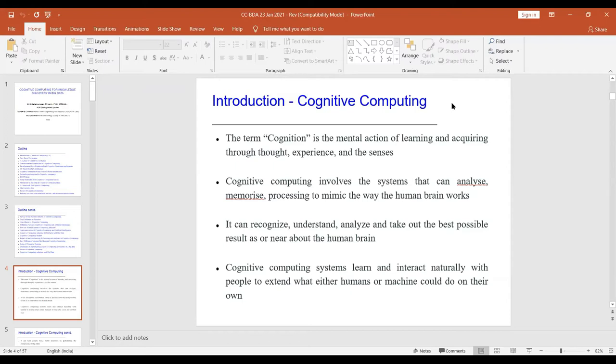It can recognize, understand, analyze, and take the best possible result or near-best result, like the human brain. Suppose we are given a lot of choices. For example, let's consider a person who is very interested in wristwatches. Suppose I am provided with a table on which 50 wristwatches are displayed. As a human being, I will be able to understand what my taste is.